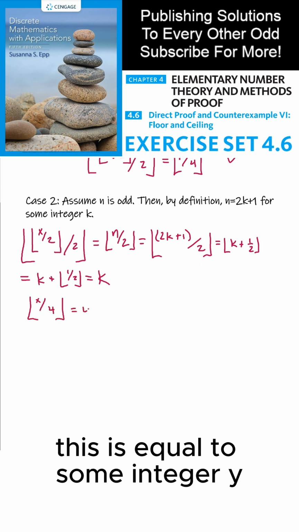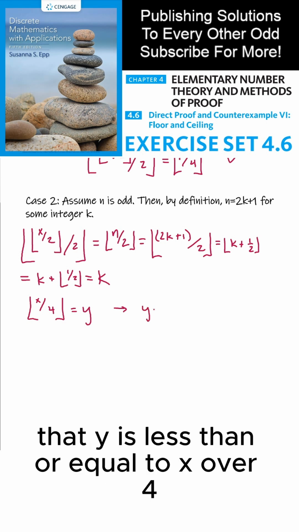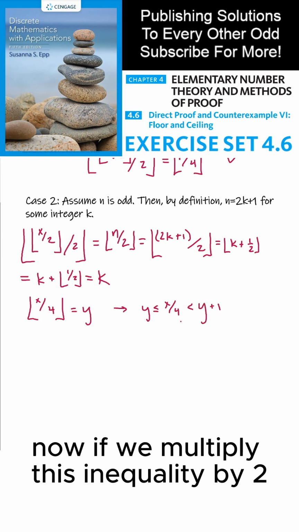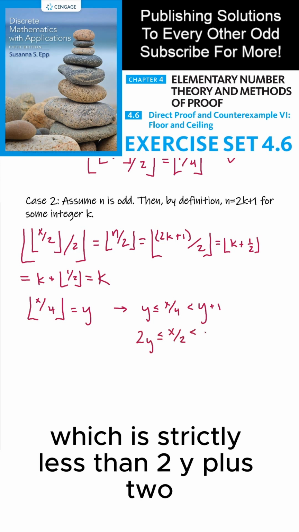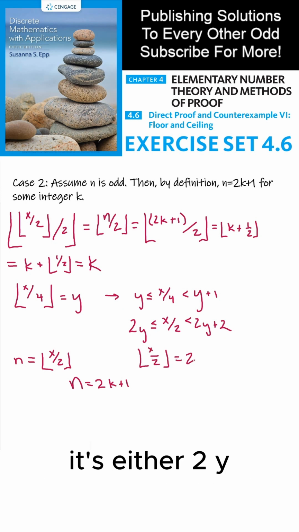Next, let's look at the floor of x over 4. Now, on one hand, this is equal to some integer y that satisfies the inequality that y is less than or equal to x over 4, which is strictly less than y plus 1. Now, if we multiply this inequality by 2, we get 2y is less than or equal to x over 2, which is strictly less than 2y plus 2. Now from this inequality, we can actually identify what the floor of x over 2 is. It's either 2y or 2y plus 1.